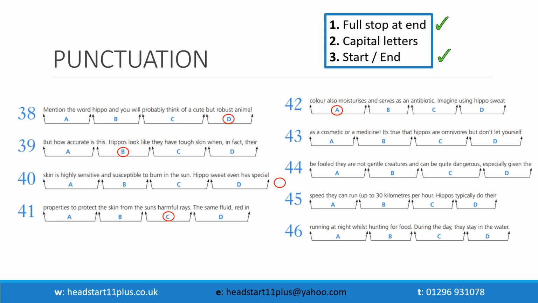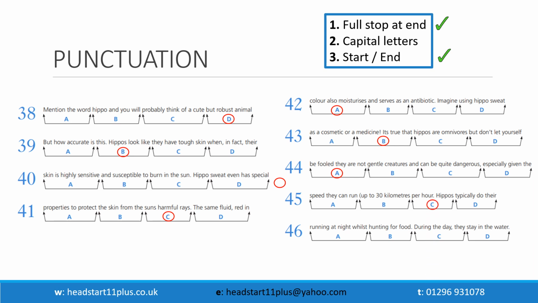43, oh, so that's a start and an end. So we have the start of a comma, but not the end. 43, we've got an apostrophe again. So for it's, we've got two apostrophes already. It's true, it is true. So we need an apostrophe between the T and the S. 44, we need a comma here between the food and they.